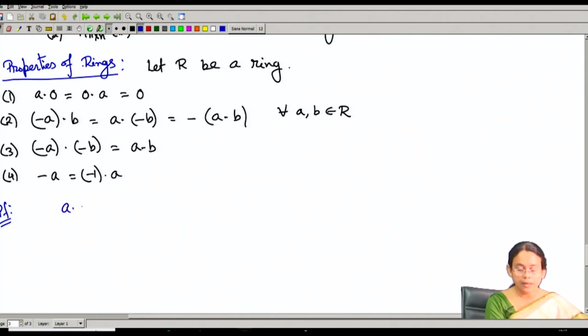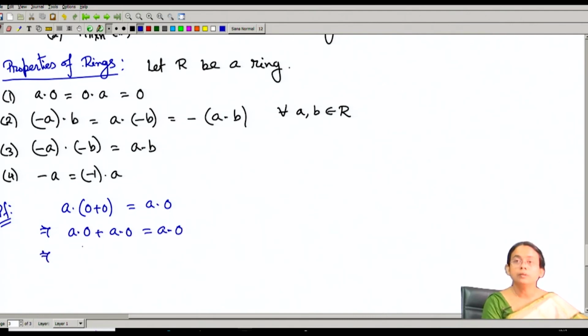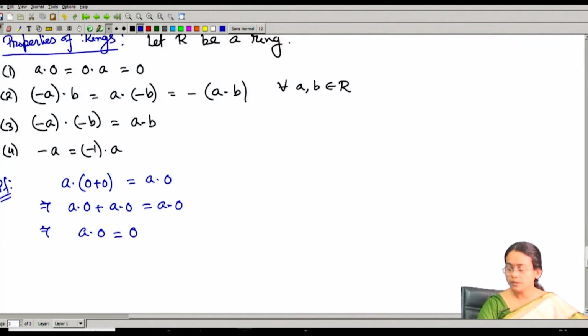You know that a dot (0 plus 0) is nothing but a dot 0, because 0 plus 0 is 0. Now if I apply the distributive law here, then it says a dot 0 plus a dot 0 is equal to a dot 0. Now if I cancel out a dot 0 on both sides, or in other words add the additive inverse of a dot 0 to both sides, then I get that a dot 0 is equal to 0. Therefore, the first property is proved.